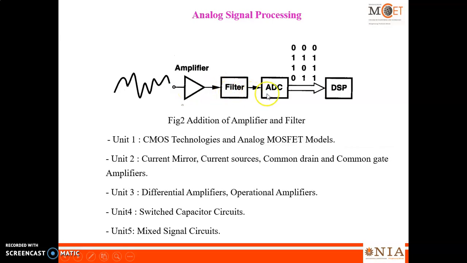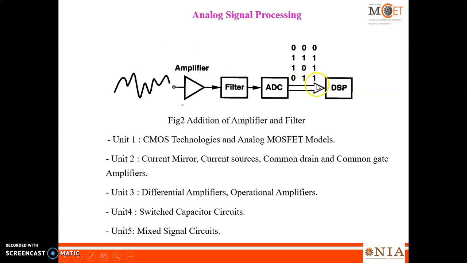Now observe this figure 2. At the input I give an analog signal, which is amplified, and then the amplified signal is given to a filter, an analog filter. The output of the analog filter is then given to the ADC, the analog to digital converter, for digitization, which is then given to the digital signal processor. So this is the way I can digitize an analog signal. This is a very simple method.